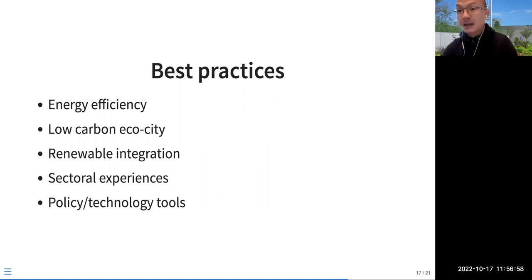As you can see, many international organizations are trying to push in that direction, to create case studies and best practices and toolboxes, technology databases, to help policymakers to implement. So those are the developments.